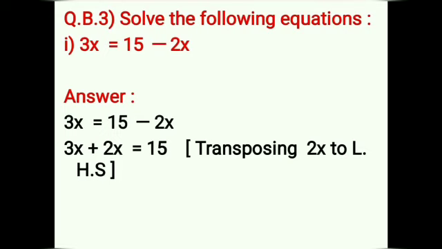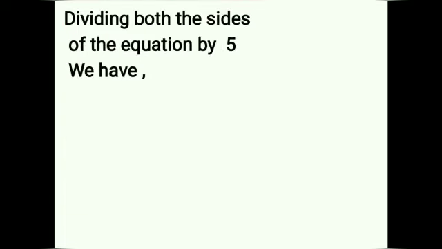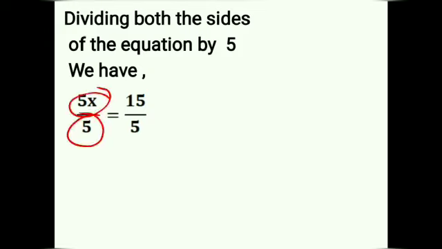So now 3x plus 2x, what is the answer here? 5x which is equal to 15. So now dividing both the sides of the equation by 5 because the coefficient of x is 5, so that's why we have to divide both the sides by 5. So 5x divided by 5 which is equal to 15 divided by 5. So this 5 cancels, 5 ones are 5, 5 threes are 15. So what is the value of x here? X is equal to 3. So this is the answer of question number 3, first one.